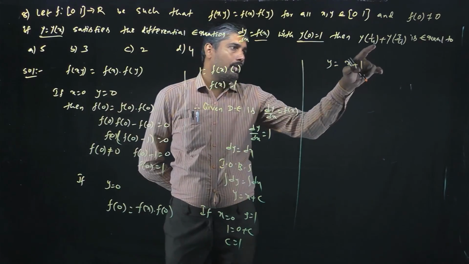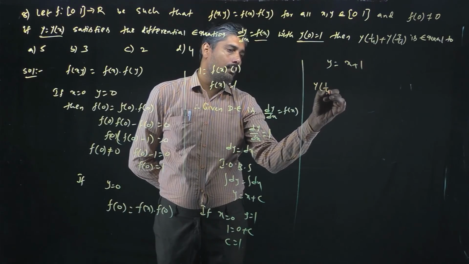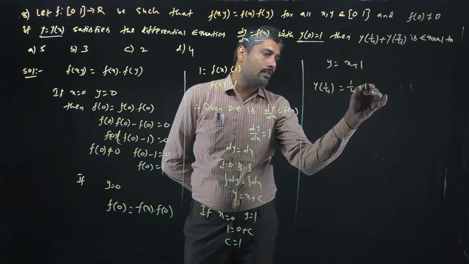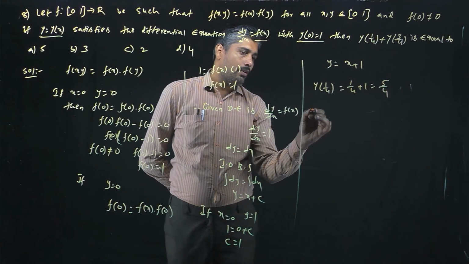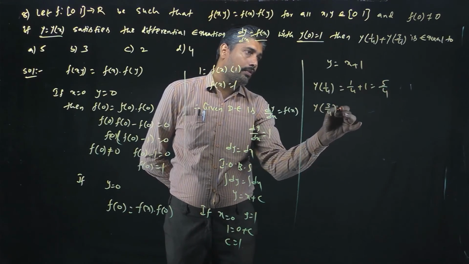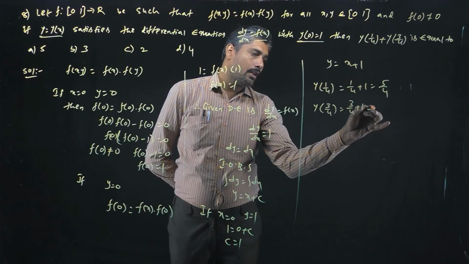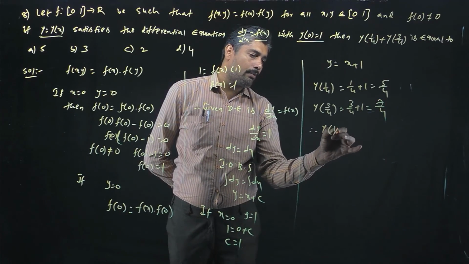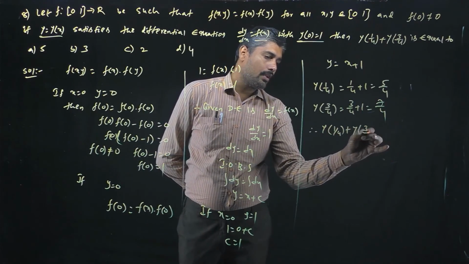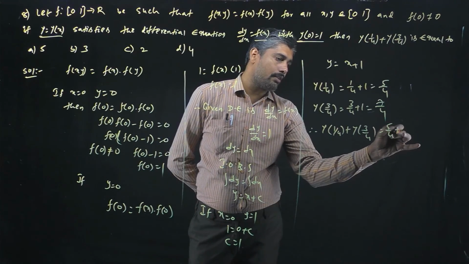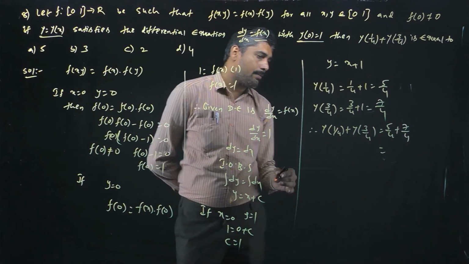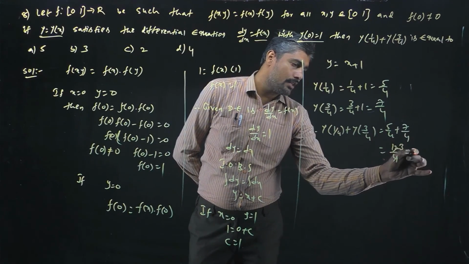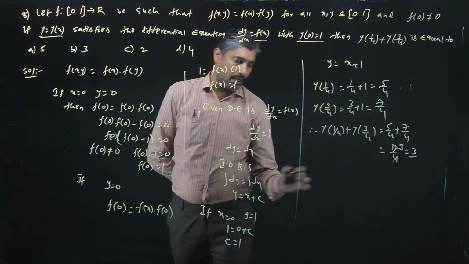We find out the value of y(1/4) and y(3/4). y(1/4) = 1/4 + 1 = 5/4. y(3/4) = 3/4 + 1 = 7/4. Adding both, y(1/4) + y(3/4) = 5/4 + 7/4 = 12/4, which is 3. Therefore, option B.